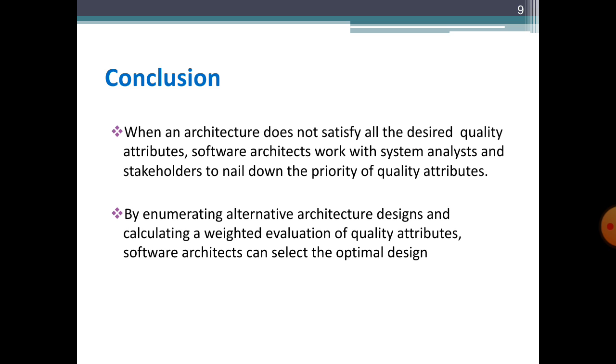So we can say that when an architecture does not satisfy all desired quality attributes, the software architect should be more conscious toward the stakeholders' requirements, and most conscious toward the highest priority quality attributes. It should also put more focus on the more customer-oriented quality attributes. So till here, students, our lecture number 13 has ended.